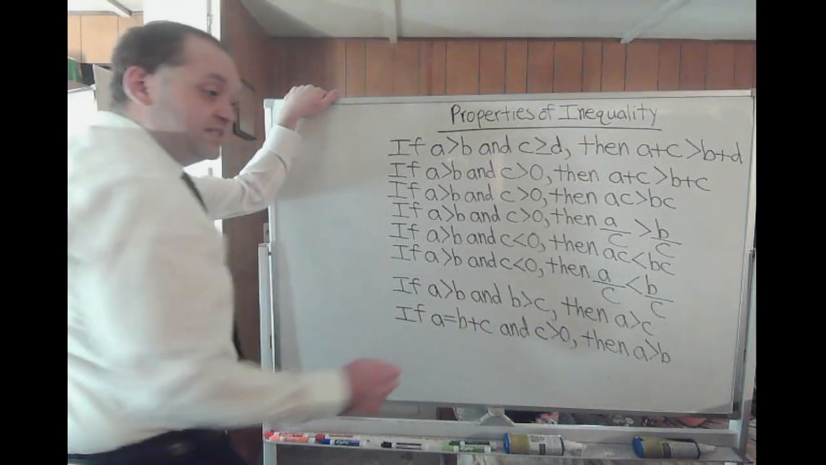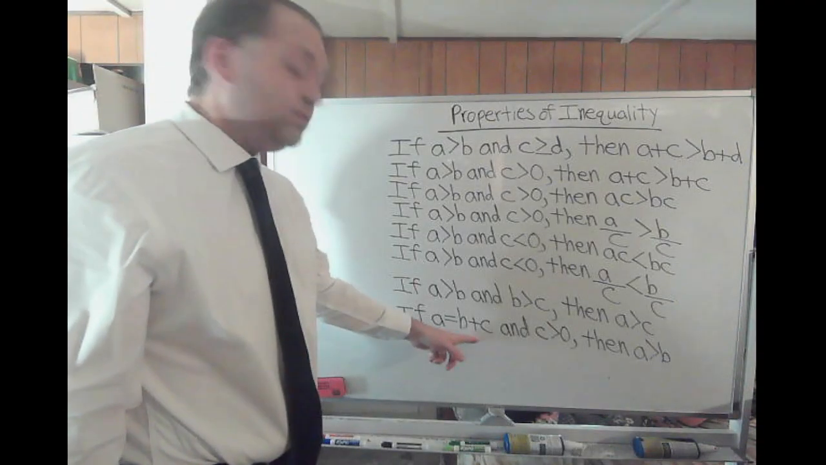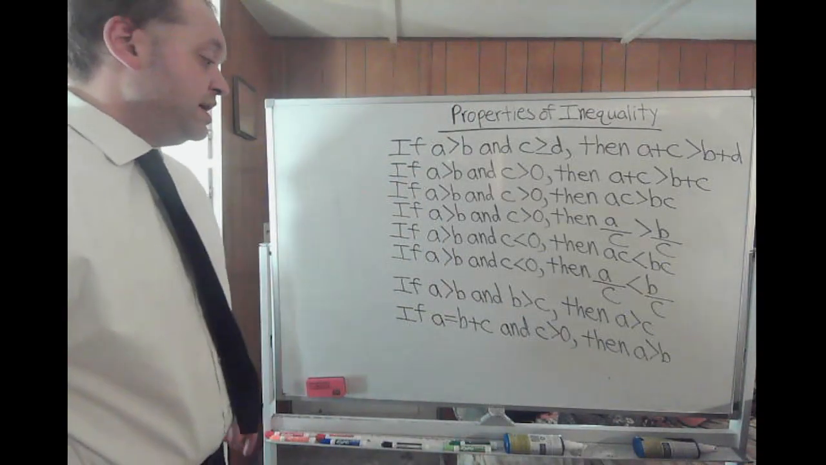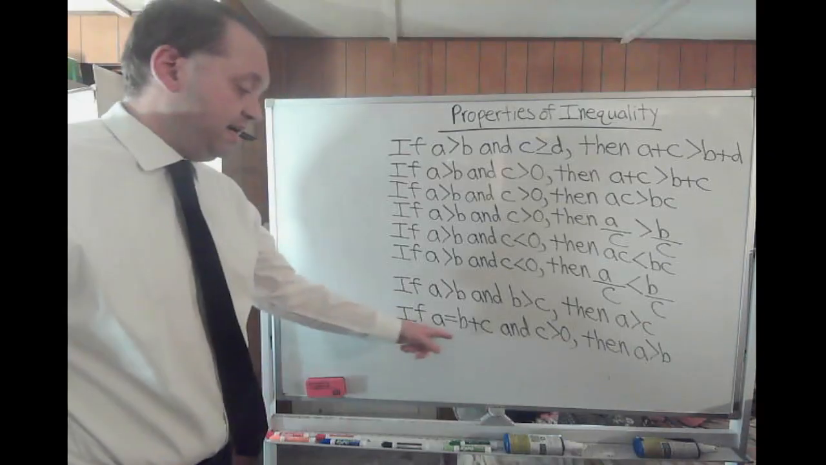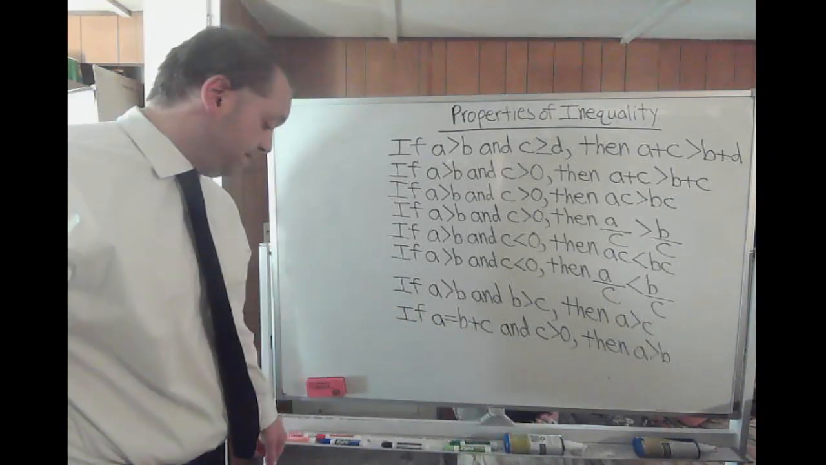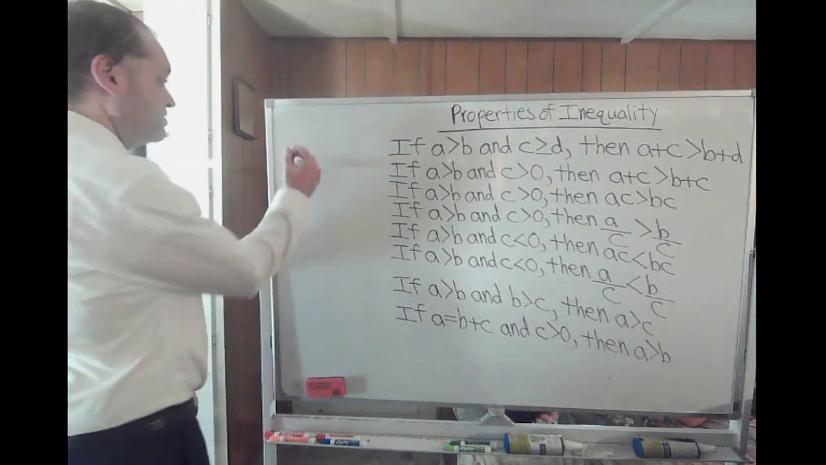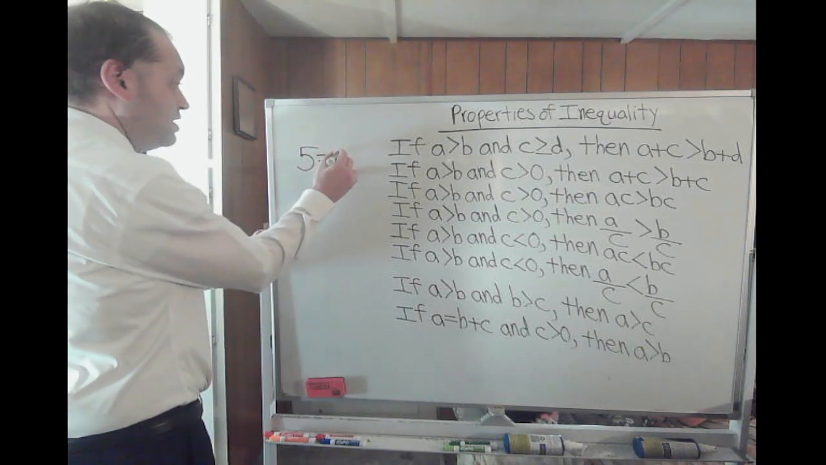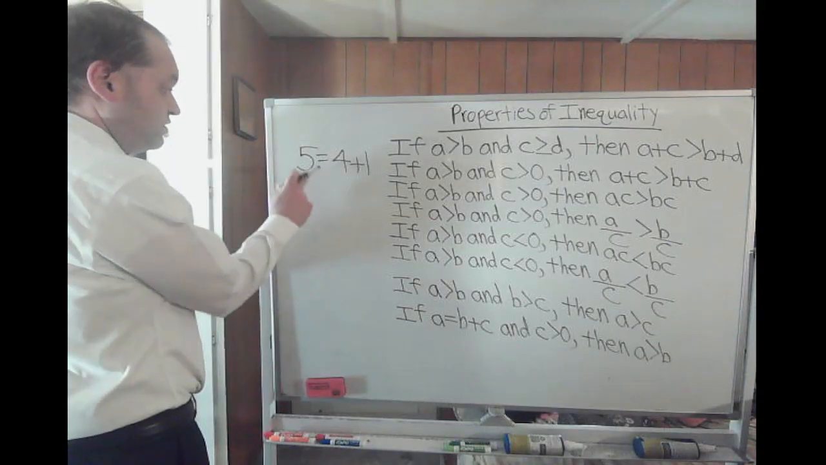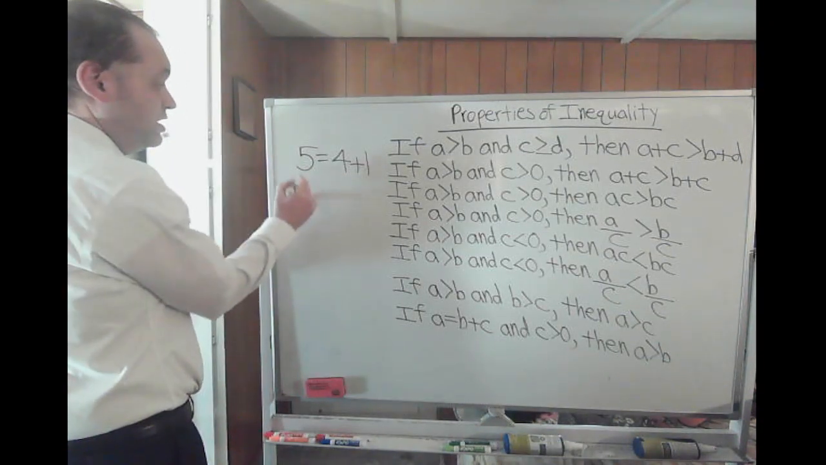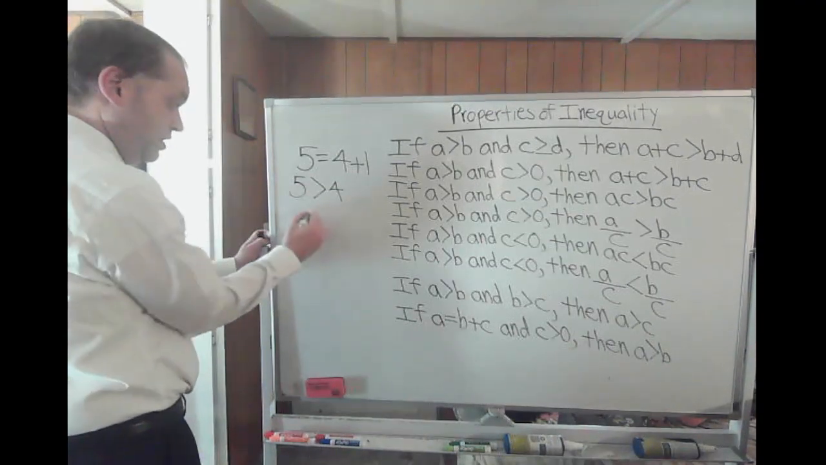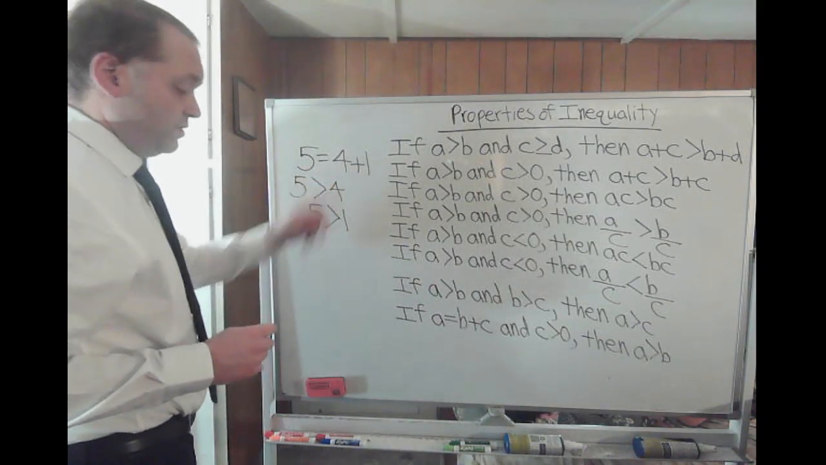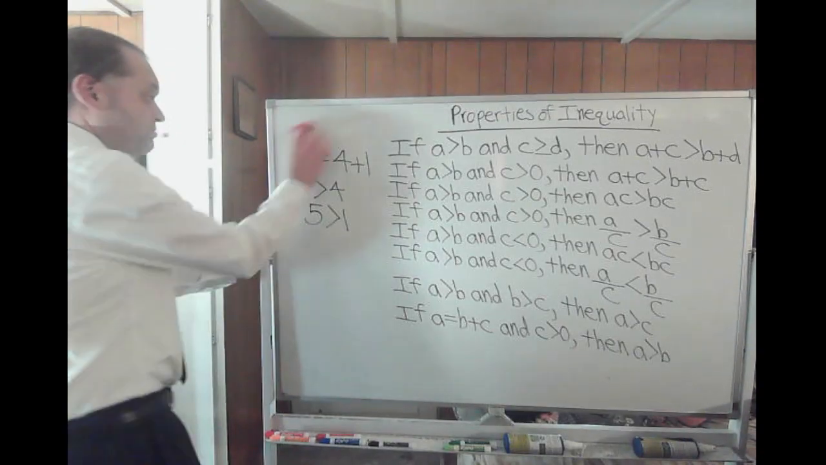If a equals b plus c, so it takes two numbers just to equal a, and c is greater than 0, then a is greater than b. That makes sense. If it takes something plus b to equal a, then a would have to be greater than b. For example, let's say 5 is equal to 4 plus 1. So 5 is your a, b is 4, c is 1. Well, it's true. 5 is definitely greater than 4. 5 is also greater than 1. It's greater than either one of those separately, but together you have an equality. So that actually makes a lot of sense.